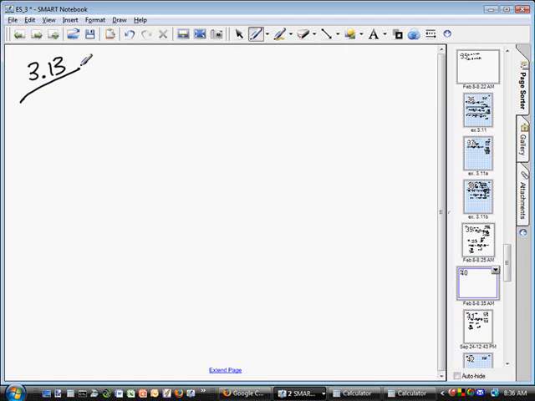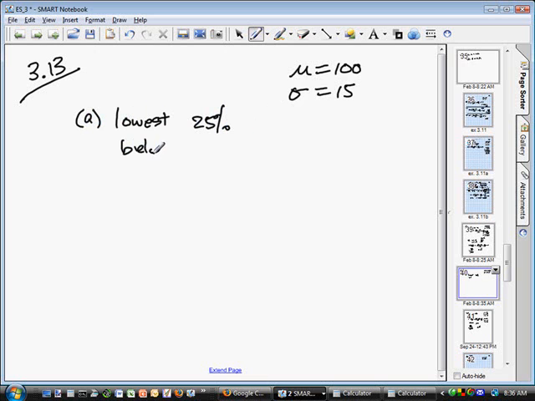Scores on the Wechsler Adult Intelligence Scale are approximately normal, with mu 100 and sigma 15. All right, what IQ scores fall in the lowest 25% of the distribution? Okay, so part A, lowest 25%. Below what score?